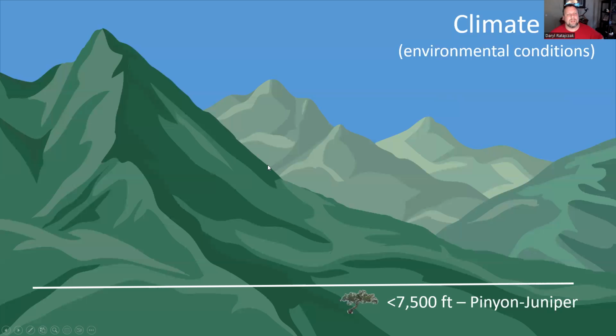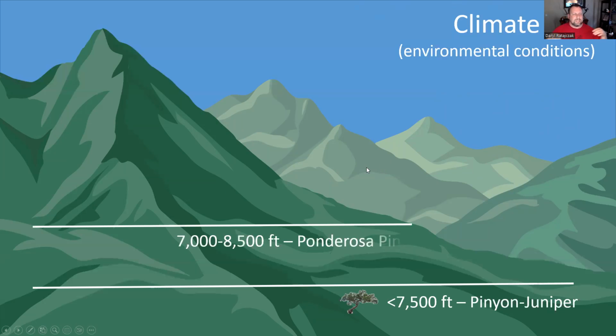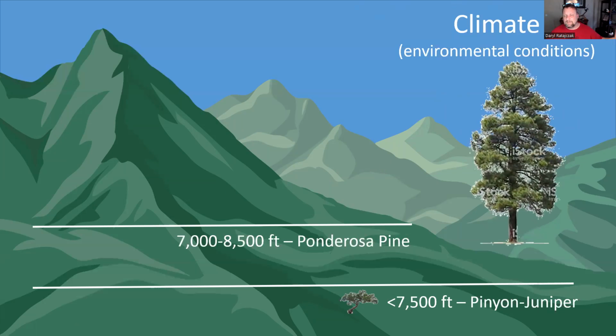Now, as you move up in elevation, the weather would change, or the climate changes a little bit. Like I said, it's a bit cooler. Now in the west, it's still pretty dry, but when you get between, say, 7,000 to 8,000 foot elevation, you get a ton of this tree. This is ponderosa pine.